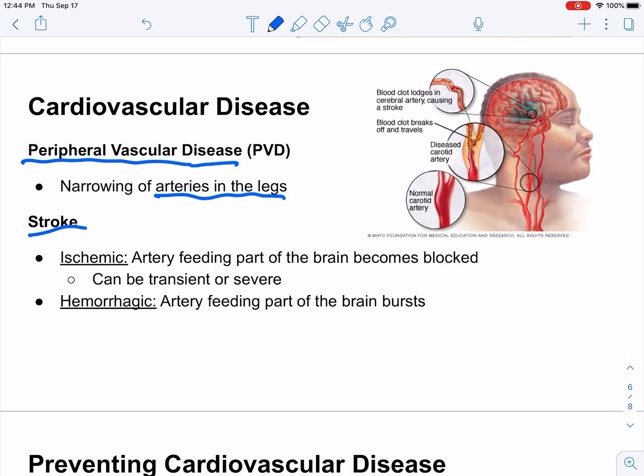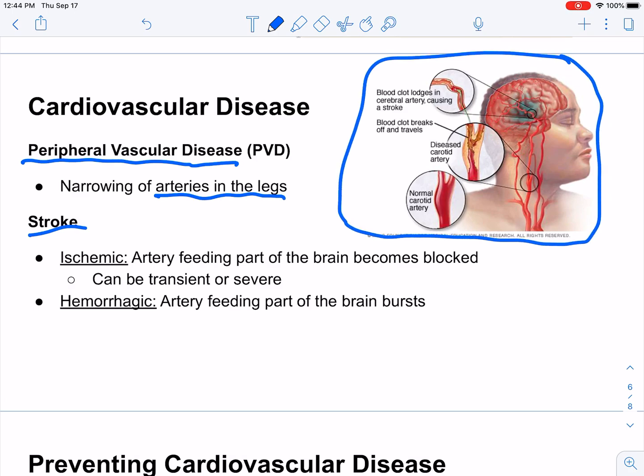And stroke, which is kind of a scary one, which is a blockage in the brain. You can see this image up here. And again, it's often due to this plaque buildup, that if something gets dislodged and then gets stuck in one of these much finer arteries or capillaries up in the brain. There are two versions of it. You can have what's called ischemic, which is just an artery that feeds part of the brain becomes blocked. It's often transient, but can be very severe. But that's just a blockage. Hemorrhagic is the bad one. That's where the artery actually bursts inside the brain, and so bleeding can occur, and that usually requires surgery to fix.